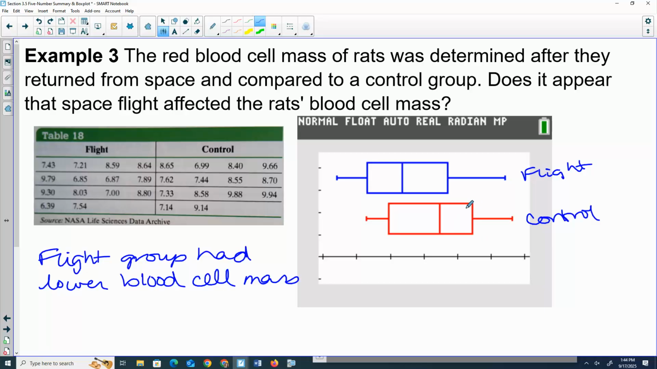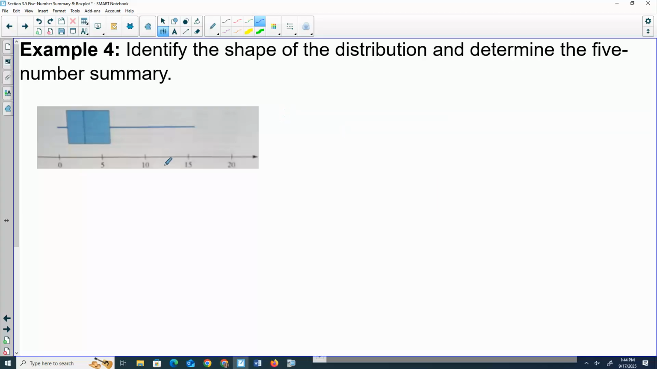All right, let's read some box plots. And I apologize, I know this isn't the best graph. So I want to identify the shape of this distribution. What would you call that? Skew right.